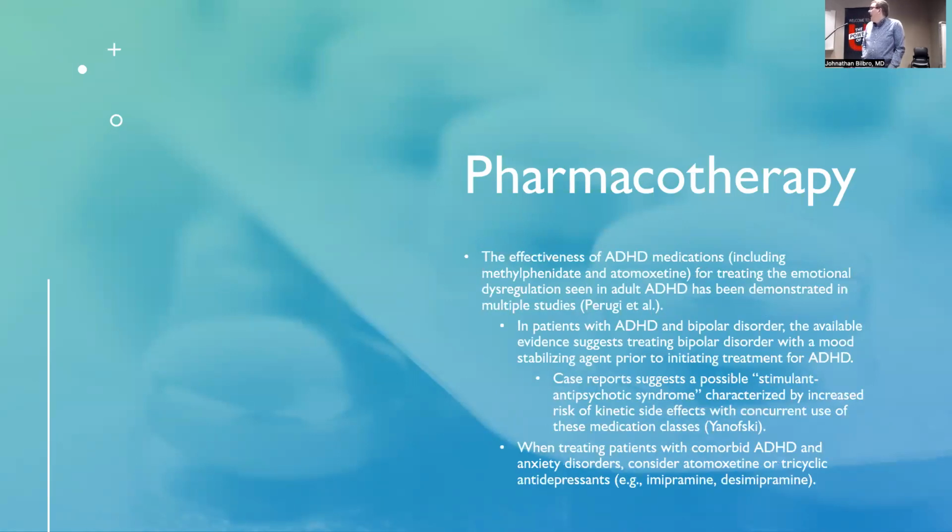There have also been studies that have looked at how effective our ADHD medications are for treating the emotional dysregulation we see in adults with ADHD. The short answer is that there's some evidence that suggests they can help. On that note, treating ADHD with comorbid bipolar disorder can sometimes be difficult, because there's a concern that treating these individuals with stimulants is going to lead to excessive dopamine activity, mania, psychosis, and so on. There is evidence, including case reports, suggesting that if you manage the bipolar disorder first with a mood stabilizing agent, you can safely and effectively treat the ADHD as well with stimulants. But it's obviously something you have to monitor closely.